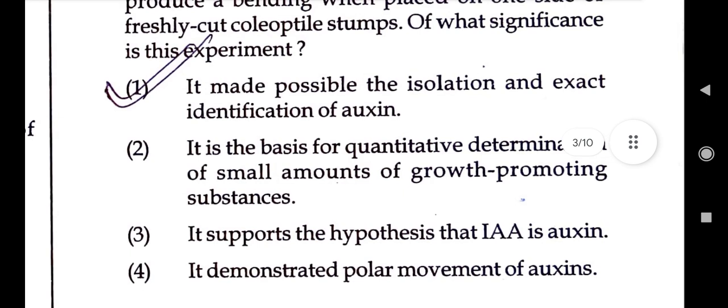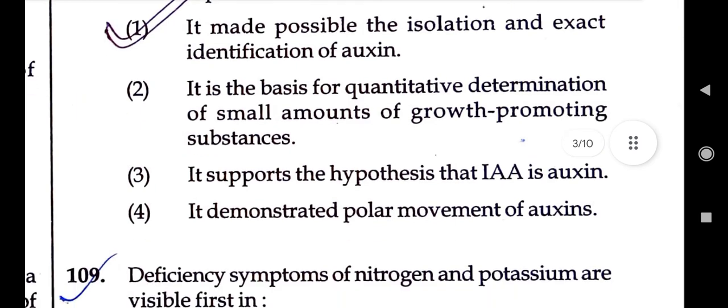See option 2, it is the basis for quantitative determination of a small amount of growth promoting substances. This is wrong. Option 3, it supported the hypothesis that IAA is auxin. This is also wrong. Option 4, it demonstrated polar movement of oxygen. This is also wrong. So option one is the correct option. It made possible the isolation and exact identification of the auxin.